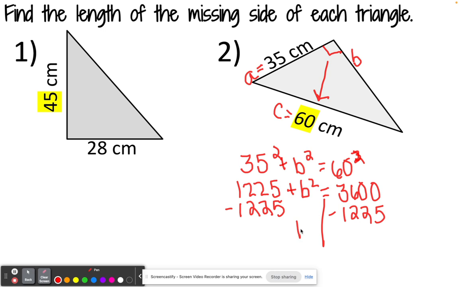And I get b squared equals 2,375. Last step, I'm going to take the square root of each side, and I get b is approximately 48.73, rounding to the hundredths place. Often your instructions tell you what place to round to. When in doubt, I usually go to the hundredths place.